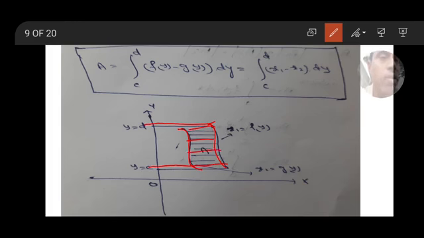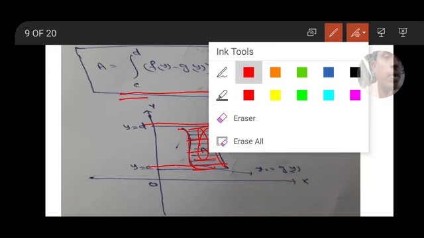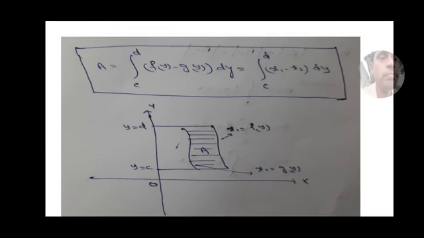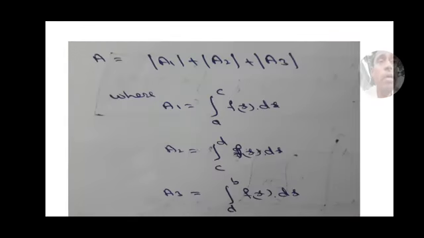The area between the two curves, integration c to d, equals the formula integration c to d of f of y minus g of y dy, that is integration c to d of x1 minus x2 dy. Next, the note. What is the note?